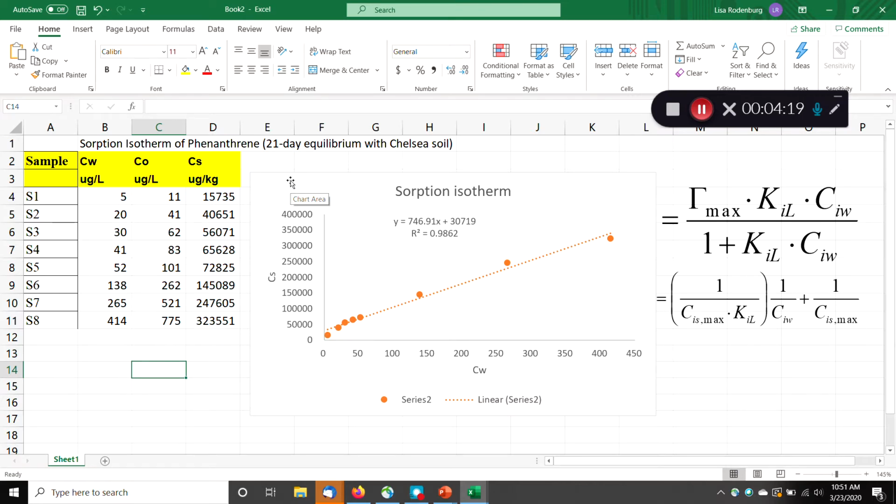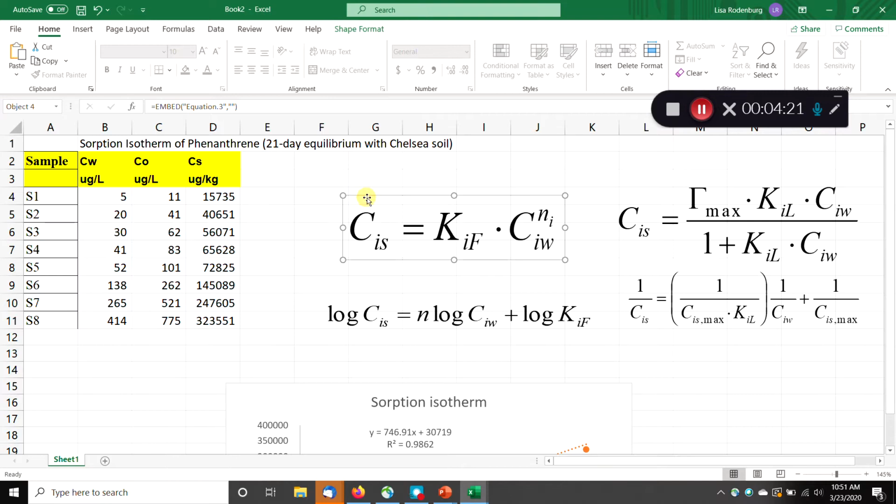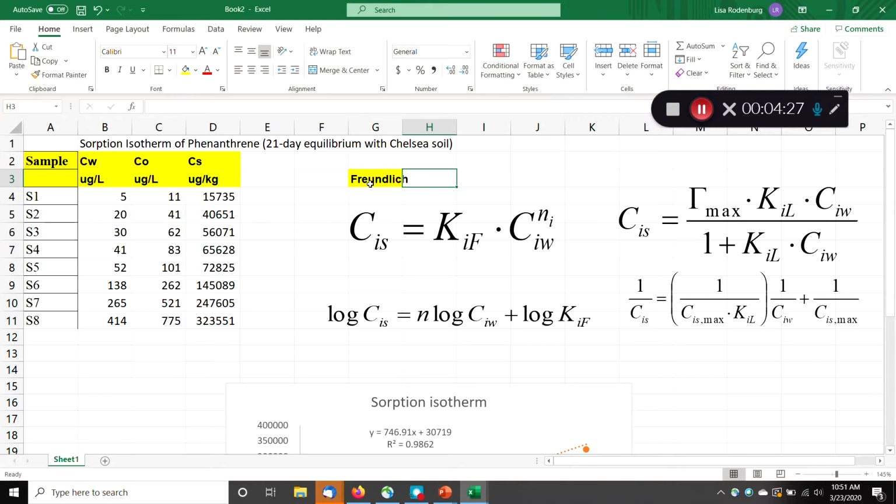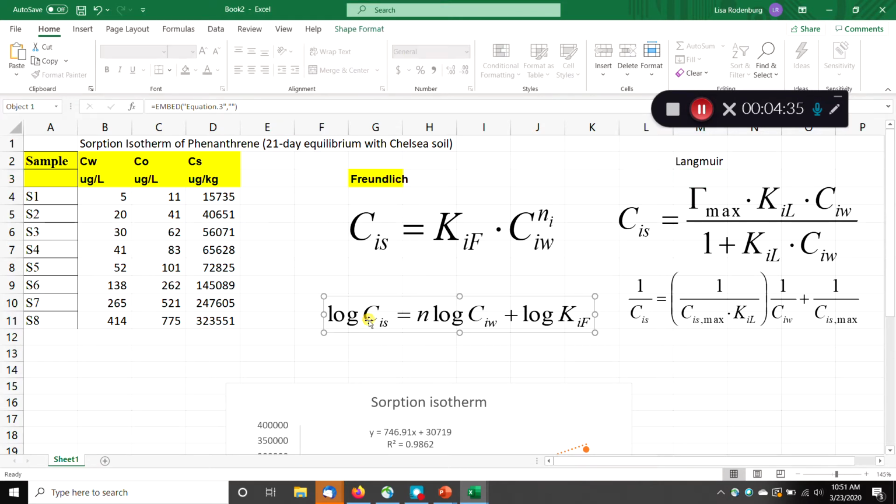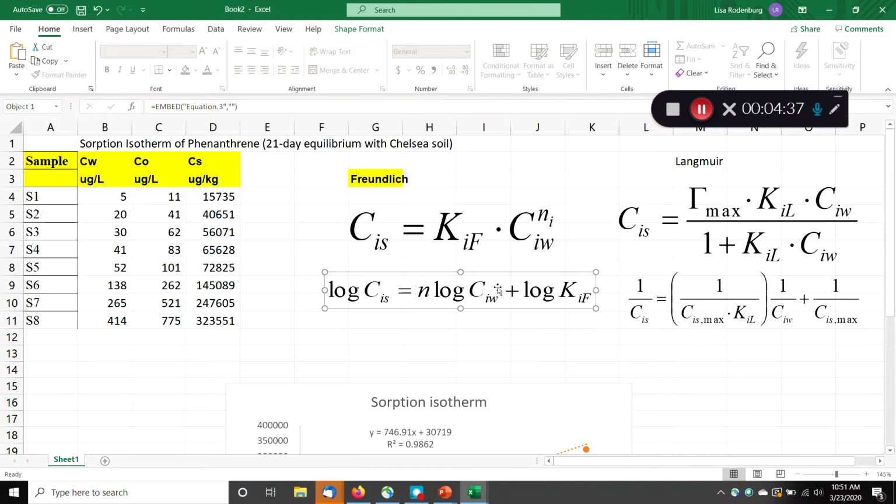So we have two types of sorption isotherms. We have our friend here, Freundlich. Freundlich, remember, means friendly in German. And then we have our Langmuir over here. And here's the equations for them. And remember, we can linearize the Freundlich isotherm by taking the log of both sides. And the Langmuir we linearize by taking the inverse of both sides.